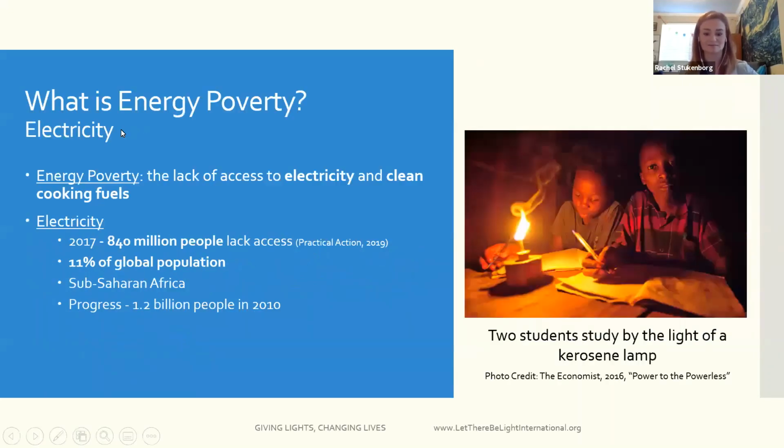All right, so to start, what is energy poverty? The formal definition of energy poverty is the lack of access to electricity and clean cooking fuels. On the electricity side, it was measured in 2017 by Practical Action that 840 million people across the world lack access to electricity, and that's 11% of the global population. People without electricity rely on fuels like kerosene and candles for lighting, as shown in the image to the right. And this is primarily a problem in sub-Saharan Africa. However, there has been some progress. Just in 2010, it was measured that 1.2 billion people didn't have access to electricity. And this really speaks to the solvability of the problem.